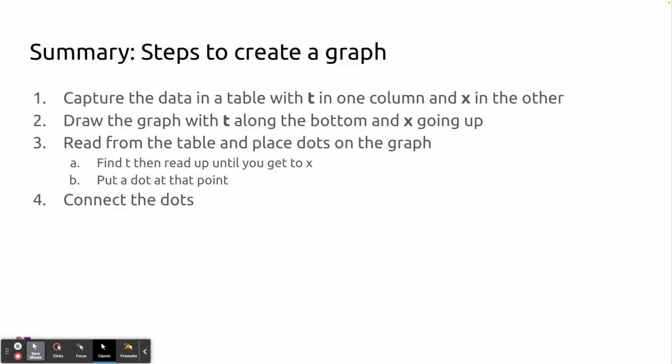So in summary, what we do to make a graph is we capture the data in a table with t in one column and x in the other, and then we draw the graph with t along the bottom and x going up, and read from the table and place dots on the graph, and then draw a line to connect the dots. And that's how we make a graph.